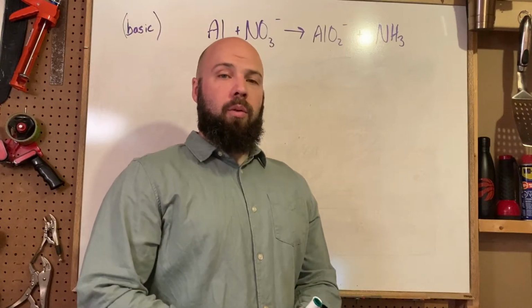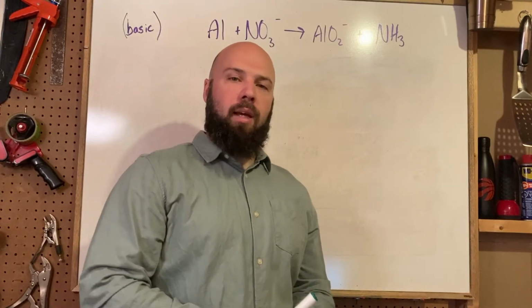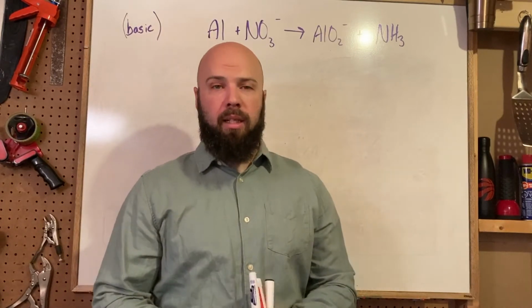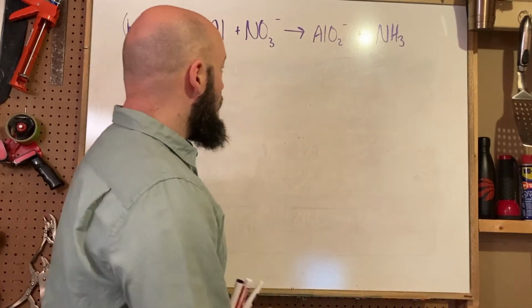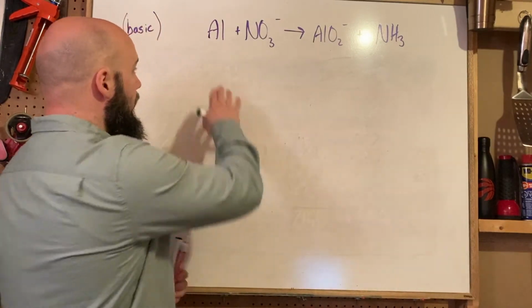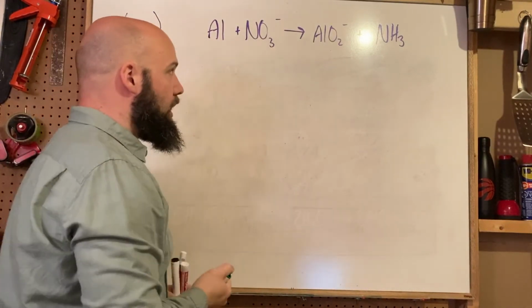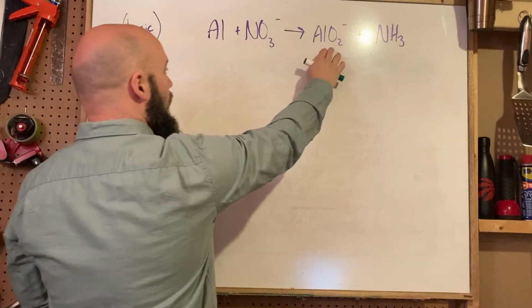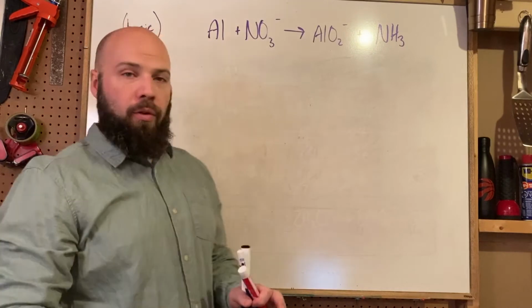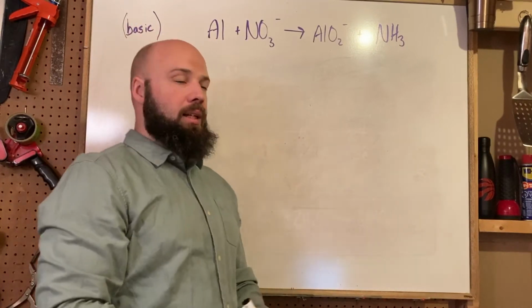Okay, I'm going to do an example of balancing a redox reaction using the half reaction method under basic conditions. What you are given here in worksheet 2, example 3, is aluminum combining with nitrate to create the aluminum oxygen 2 anion and ammonia. So the first few steps are the same as under acidic conditions.